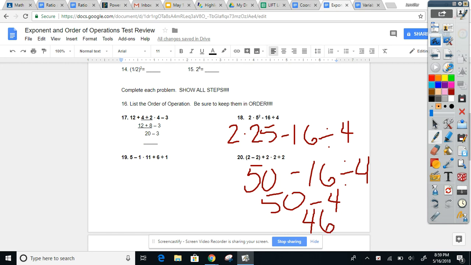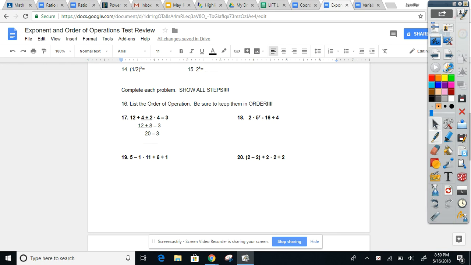So I want you to complete the rest of the sheet by yourself. If you are confused or have any questions, please let me know so that I can come and help you out.